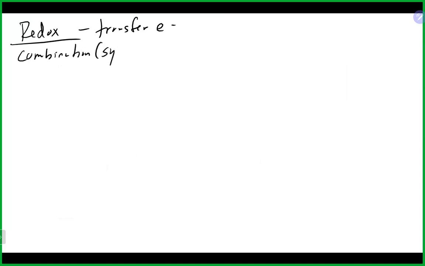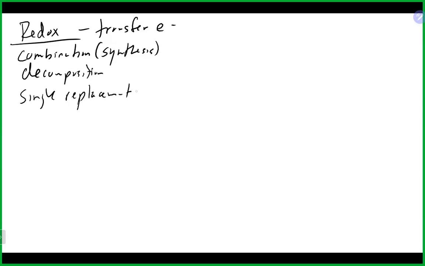To summarize our reactions and ways of classifying, we have redox reactions, which are for our transfer of electrons. More specific classifications of redox reactions are a combination reaction, our synthesis. It is a decomposition reaction. It is a single replacement reaction. And it is a combustion reaction. All those more specific classifications fall under the umbrella of redox, and in every single case, they are all transferring electrons. That's basically what's happening.